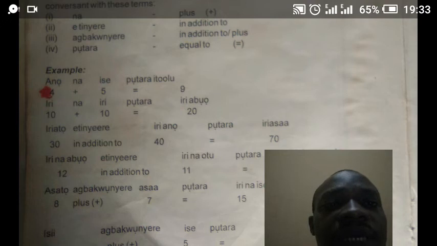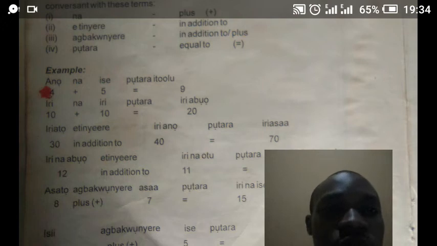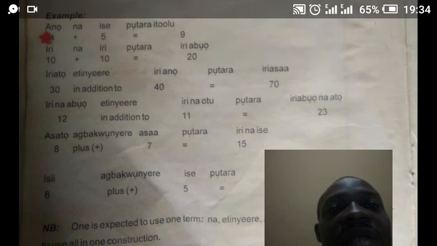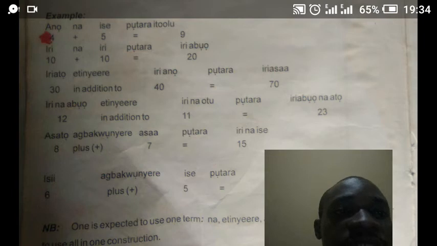Anọ na ise pụtara itoolu. Okay? Anọ na ise pụtara itoolu. That means 4 plus 5 is 9. Iri na iri pụtara iri abụọ. That is 10 plus 10 equals to 20. Iri atọ etinyere iri anọ pụtara iri asaa. That is 30 in addition to 40 is what?